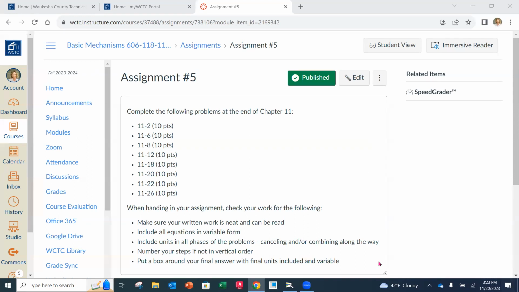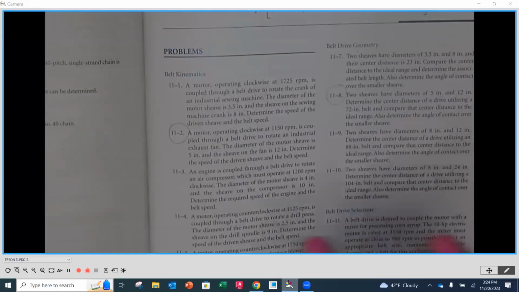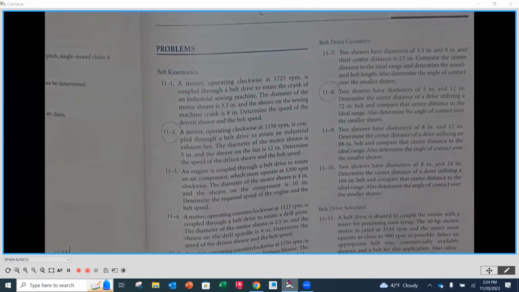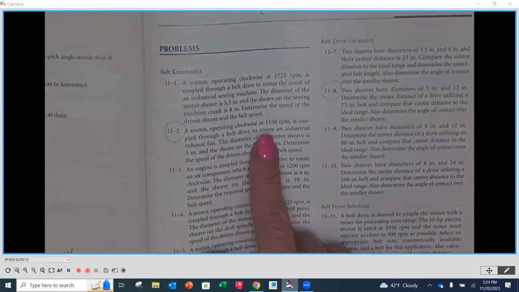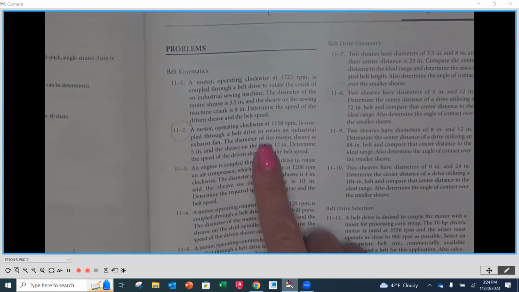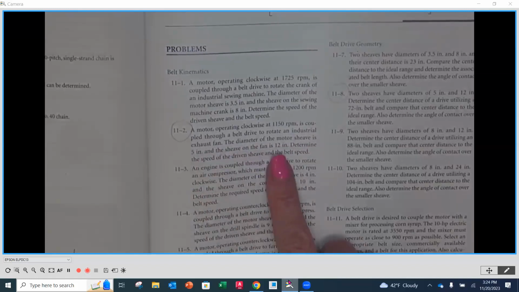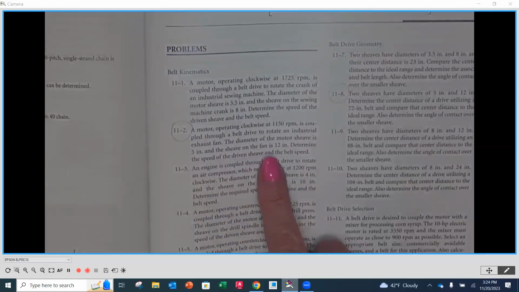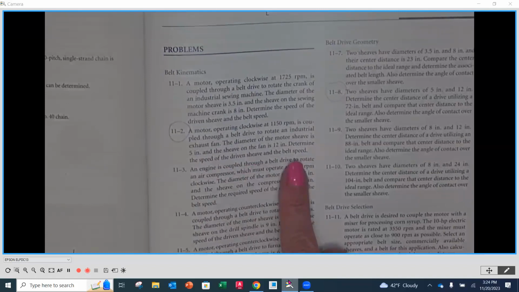Okay, so let's take a look at these at the end of our chapter. These start on page 313. The first problem that you have here, you're going to notice that it starts with a heading of belt kinematics. So the first part here says we have a motor operating in a clockwise direction at 1150 RPM. It's coupled through a belt drive to rotate an industrial exhaust fan. The diameter of the motor sheave is 5 inches and the sheave on the fan is 12 inches. So this is belt drive stuff, okay? Determine the speed of the driven sheave and the belt speed, okay?